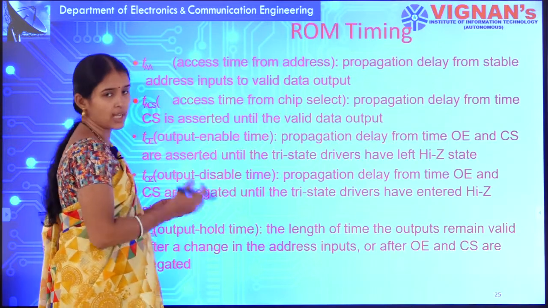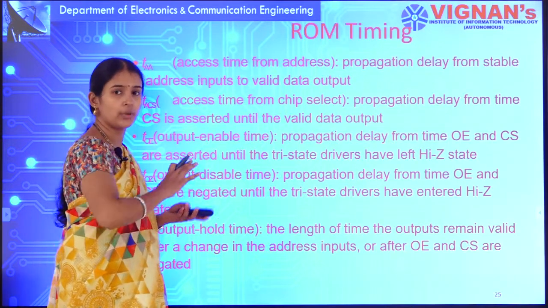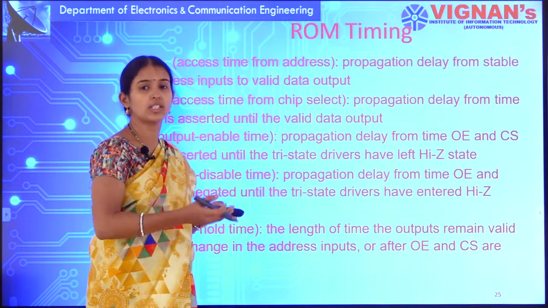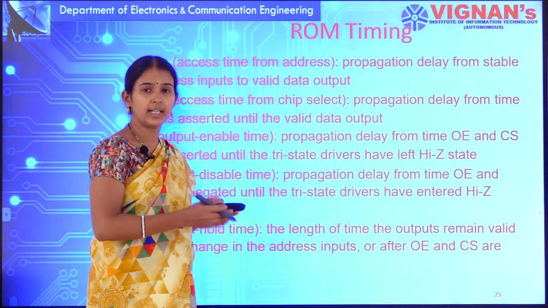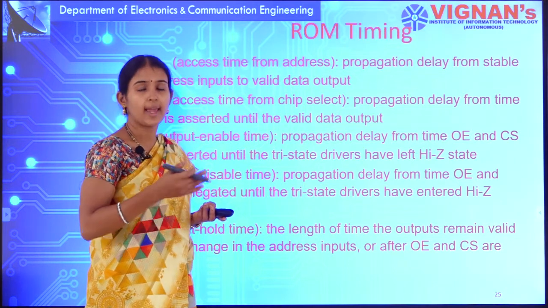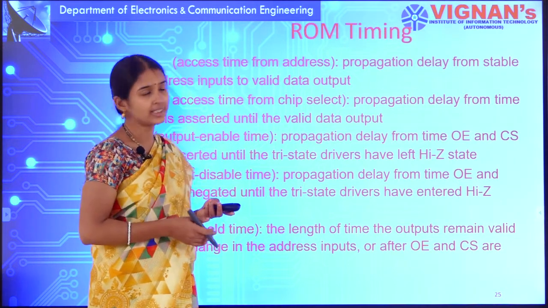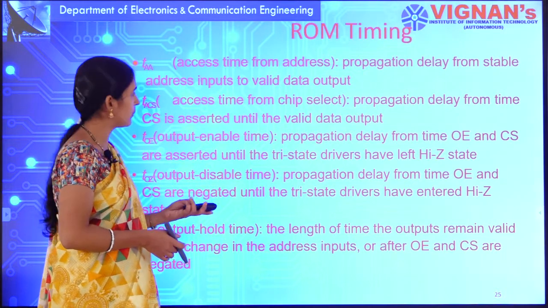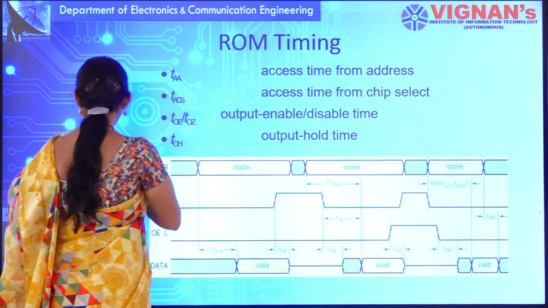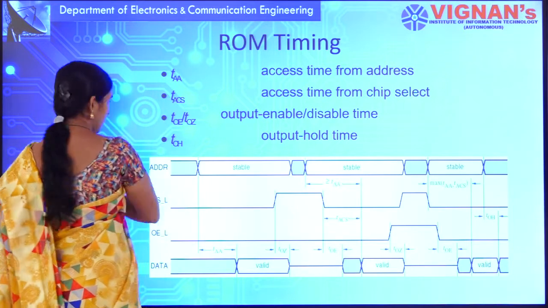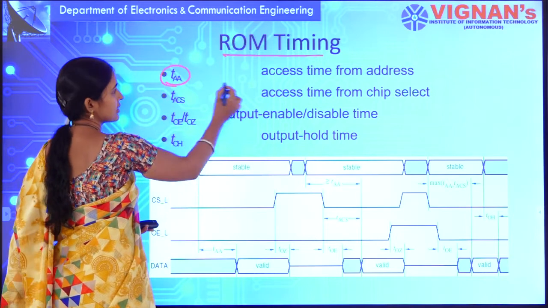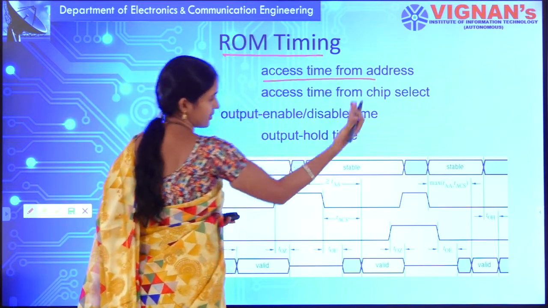See here, ROM timings. From the timing diagram we can know with what delay it is able to write the data and with what delay it can read the data. Everything will be known from your timing diagram. These are all definitions for reference purposes. See here, ROM timing. TAA means access time from the address.